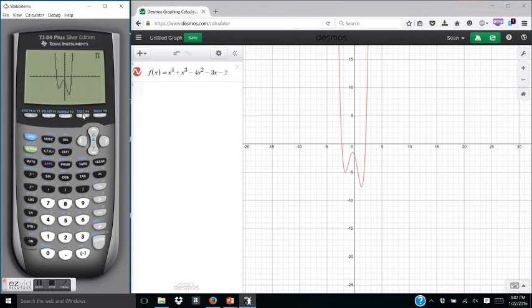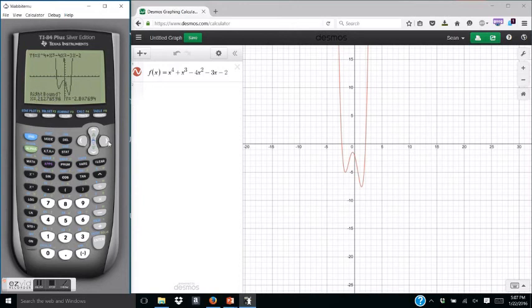So hit second and calc, which is right above the trace button. And notice how we have minimum and maximum available. Well, let's go ahead and find the absolute minimum first. So you can either go down to the 3 and then hit enter, or you can just hit the 3 button directly, and it'll do the same thing. So the first thing it does is ask for a left bound. So you want to put in a value that's left of your minimum. Well, our cursor is to the left of the minimum. Hit enter.